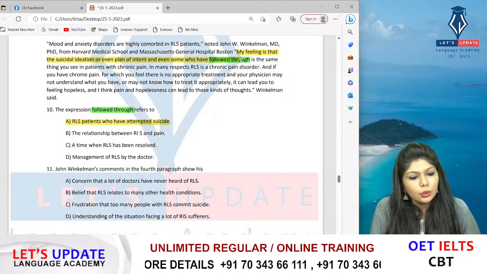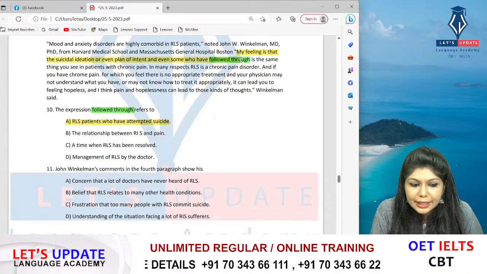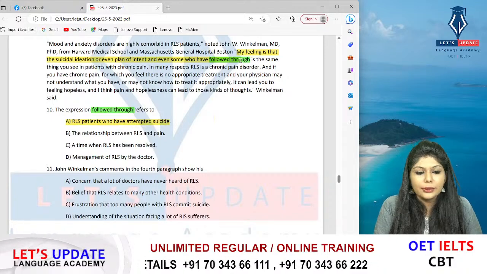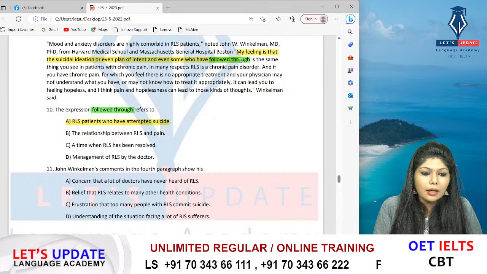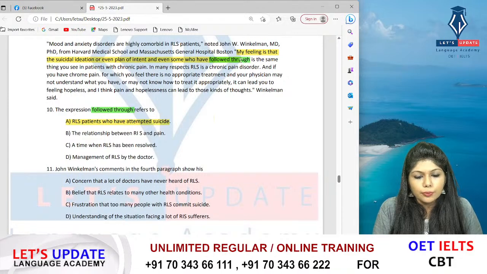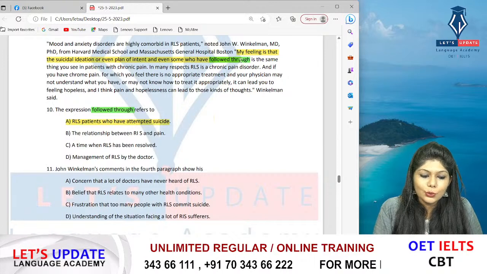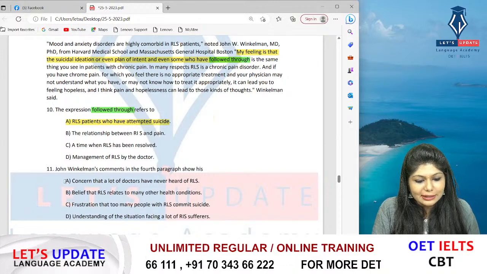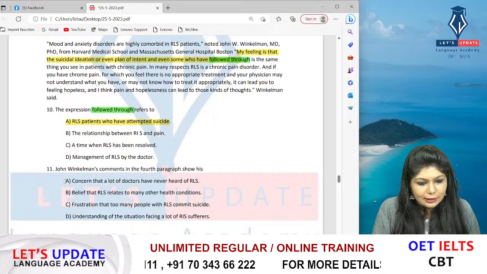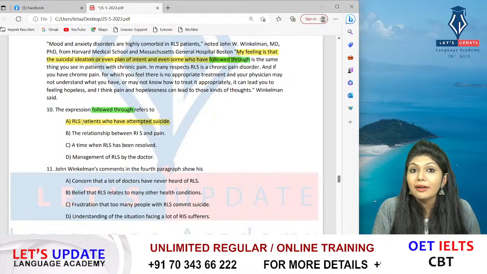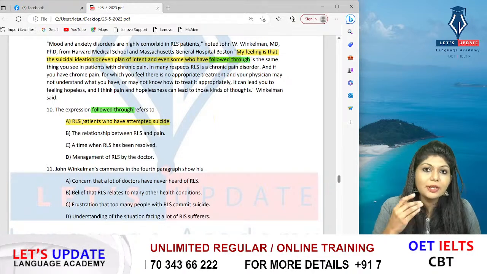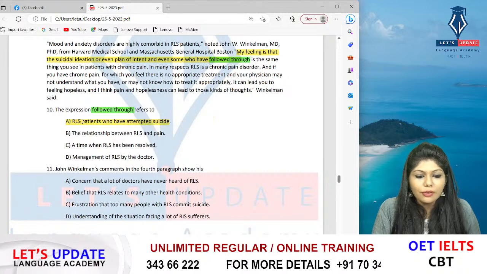They are talking about suicidal ideation, this is the idea of suicide, or even the plan or intent to do so, and some who have attempted it, that is followed through. So the meaning is that they have attempted suicide with respect to that sentence. That is what follow through means.